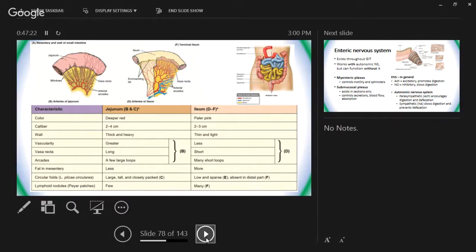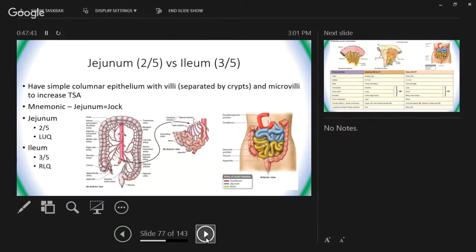Once you know that, all you have to remember is plicae circularis are more common in the jejunum, and you get more lymph tissue in your ileum. The lymphoid tissue is called Peyer's patches. Ileum is if you're ill, you need lymphoid tissue. That's the ileum. And your jejunum's shorter, it's 2/5 and sits in your left upper quadrant, whereas the ileum is 3/5 and sits in your right lower quadrant.